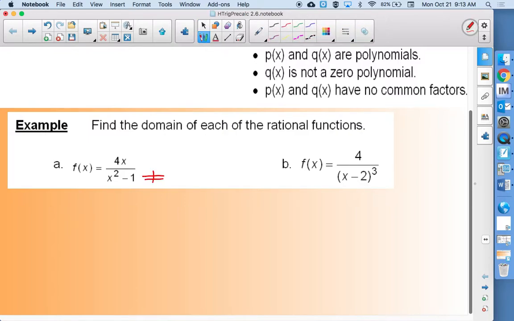Whatever is in the denominator is not allowed to equal 0, because that gives us restrictions on what x can't be. So in this case, x cannot be plus or minus 1, because those are the numbers that would make the denominator 0. Carrie, how do you use that to get the domain? Negative infinity to negative 1 with parentheses, then negative 1 to 1. Yeah.